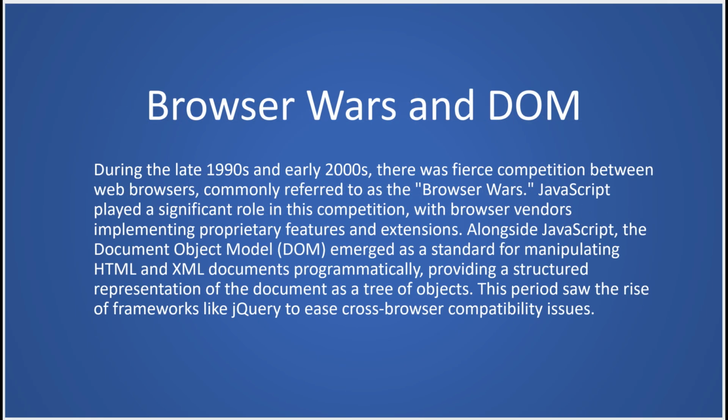Fast forward to the late 1990s and early 2000s, a period known as the browser wars. JavaScript was in the thick of it, with browser vendors adding proprietary features and extensions. This era also saw the emergence of the Document Object Model, or DOM, a standard for manipulating HTML and XML documents programmatically. It was during this time that frameworks like jQuery sprouted to solve cross-browser compatibility issues.